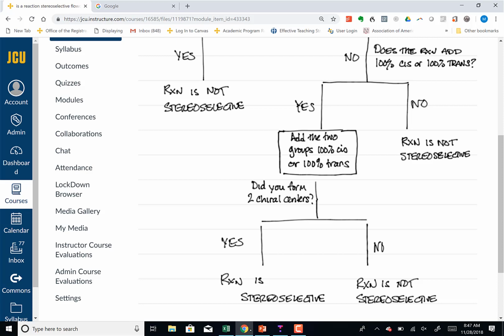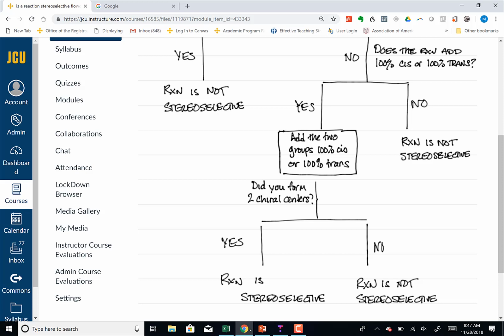But if you think about the steps, again, for regioselectivity, adding them this way and this way has to produce two different products, and you've got to select one, and that's by Markovnikov or anti-Markovnikov. If you add them cis and trans, you need to produce two different products, which means two chiral centers, and you've got to select one. That's what it all boils down to.